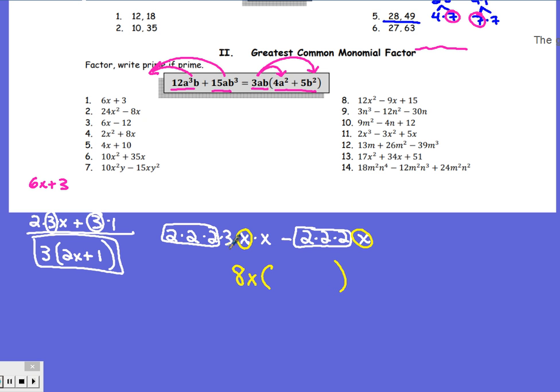What remains when you're done is whatever's left over. So we have 3x minus, and here, if nothing's left over, it's just a 1. So let's multiply this back in and make sure we got it. 8 times 3 is 24, x squared, good, minus 8x.